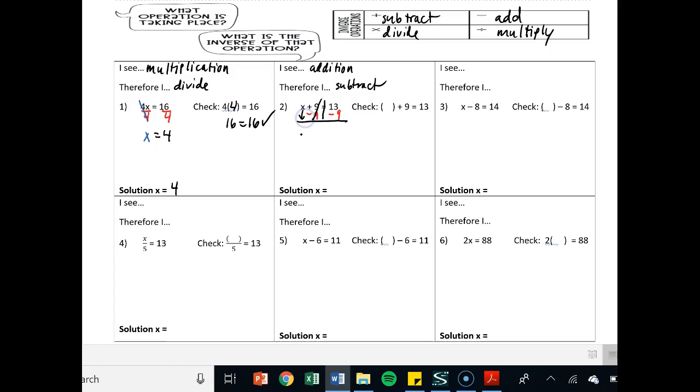You get to drop x right on down. Draw that arrow, drop your equal sign right on down. Don't worry about that big old space there. That's okay. And then 13 minus 9 is 4. So your solution is x is equal to 4.